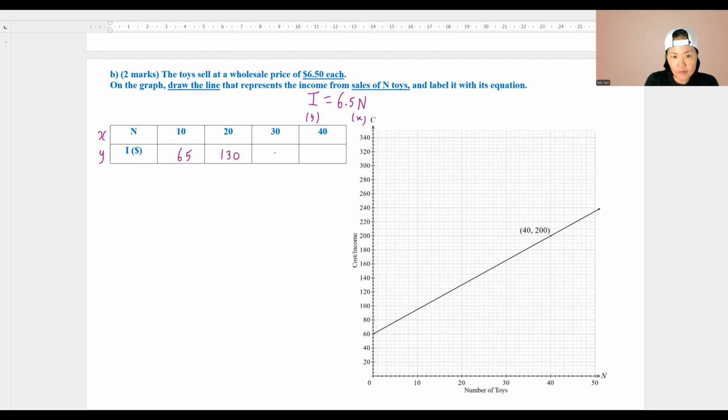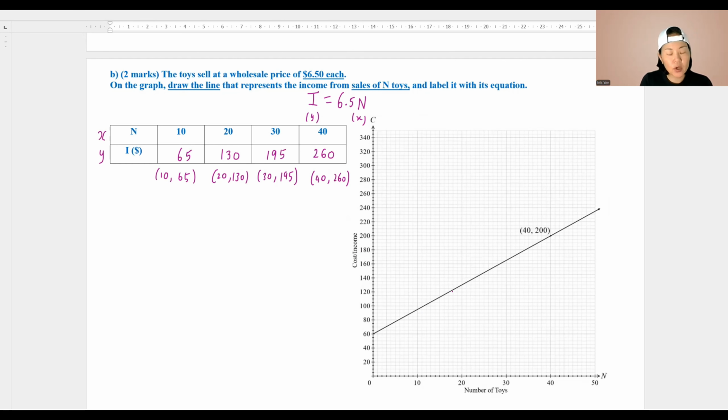And when you do the same thing for N is 30, it'll be 195. And then when N is 40, my I will be 260. So each one will create a point. When N is 10, my I is 65. N is 20, my I is 130. My N is 30, I will be 195. When N is 40, my I is 260.